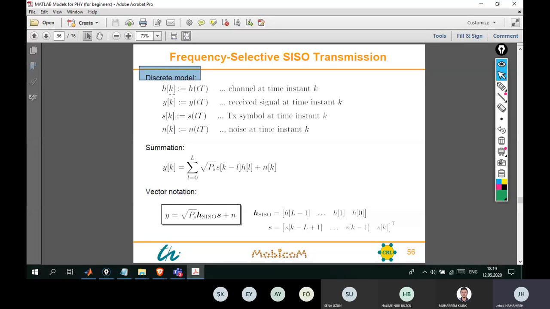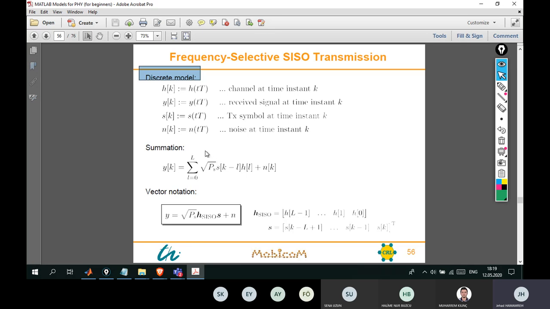Yes, h[k]. You write the channel h(t) as continuous, and T capital is the sample instant. You model it as a discrete model and you name it h[k]. k is the time instant, okay? And it's related to t small multiplied by T capital. This is for the channel. y[k] is the received signal at time instant k. s[k] is the transmitted symbol at time instant k. n[k] is the noise sample at time instant k.